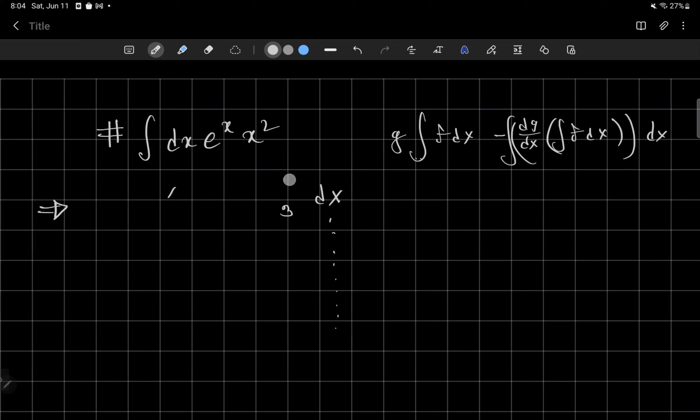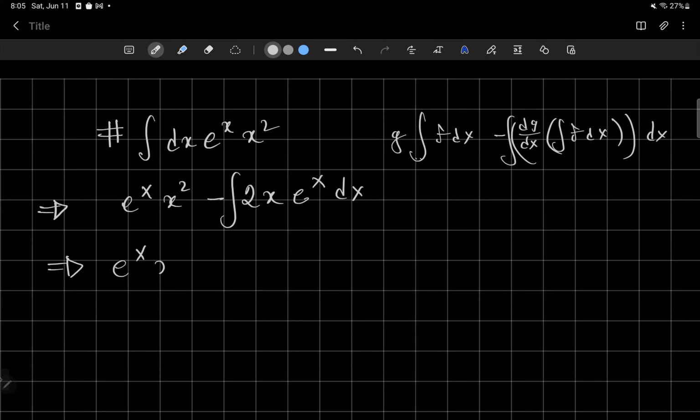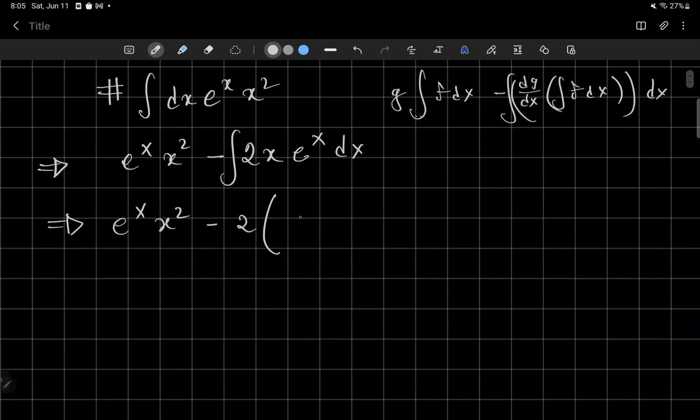So what I can do over here is integrate e to the power x to get e to the power x, and keep x squared intact. Then I differentiate x squared to get 2x. There's the integral sign, I have my e to the power x and dx. And then I can integrate by parts this thing again. So e to the power x times x squared minus 2 times x e to the power x minus, what's the derivative of x? 1, right? With respect to x, obviously. And you have the integral of e to the power x dx.